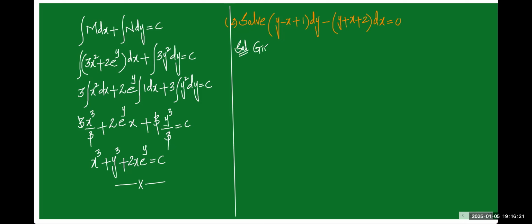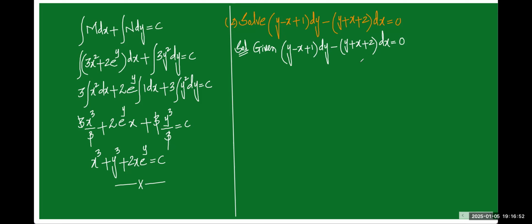In the given, we have to write as it is: y minus x plus 1 dy, okay, minus y plus x plus 2 into dx is equal to 0. Can you tell me whether our equation is in mdx plus ndy form?